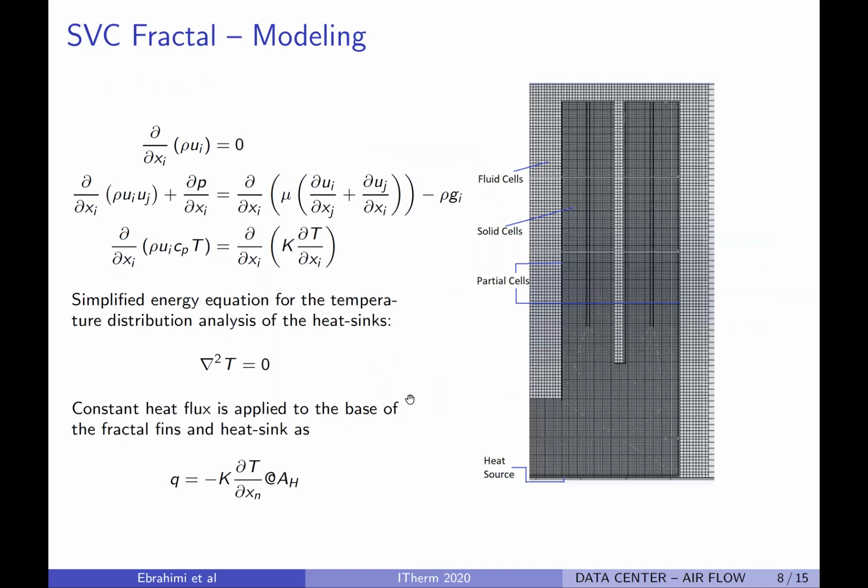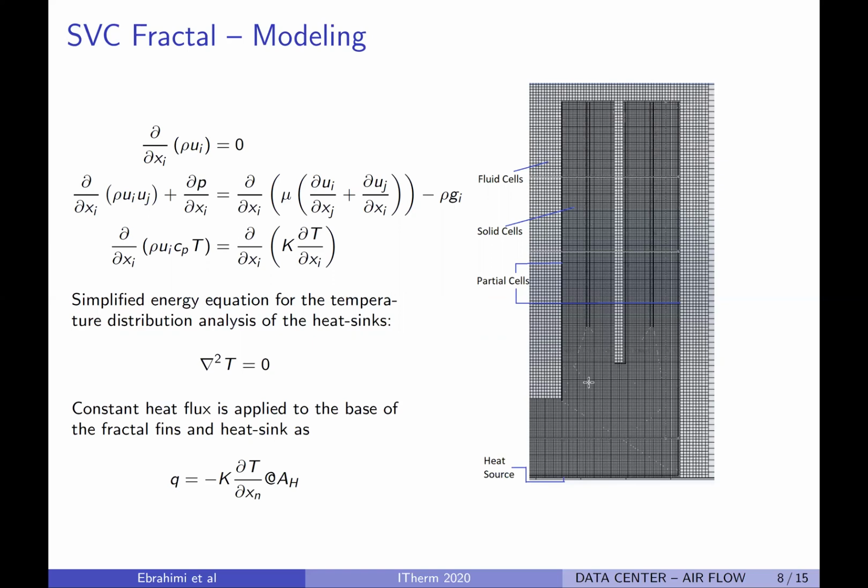The conservation of mass, momentum and energy for a steady state natural convection in Cartesian system is shown here. The energy equation for the temperature distribution analysis of the heat sink can be simplified as a Laplace equation. Constant heat flux is applied to the base of the fractal fins, as shown here. On the right, you can see the mesh generation in SolidWorks Flow Simulation 2018.